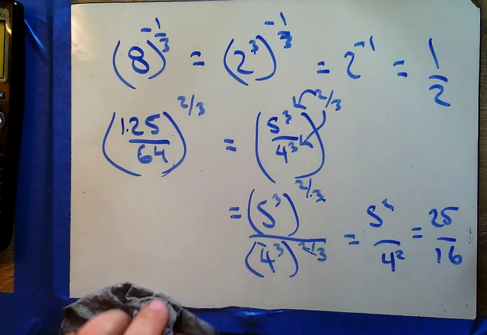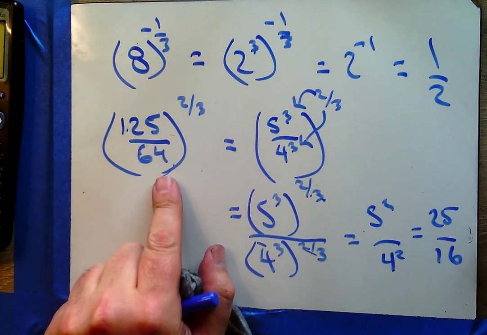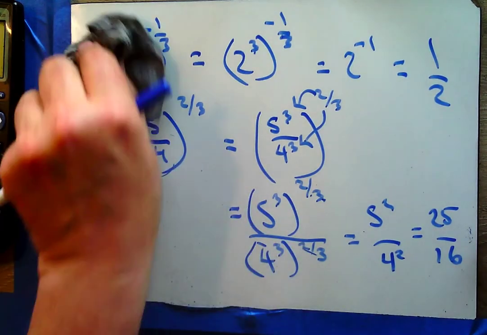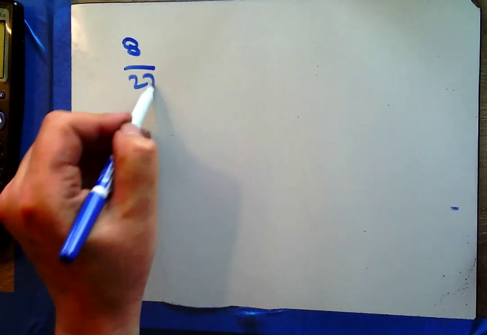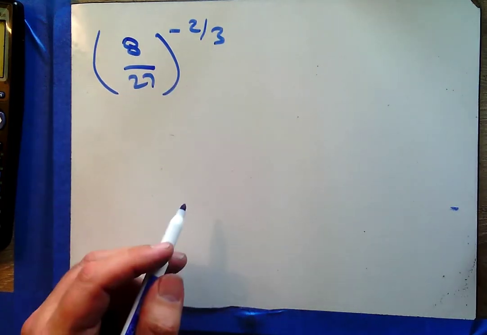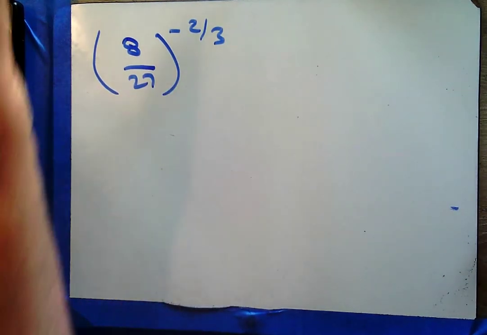Okay? Please don't pick up your calculator and do this on your calculator. I'll be marking that wrong on the test. I really need you to rewrite the base. Okay. How about 8 over 27 to the negative 2/3? Try that one.